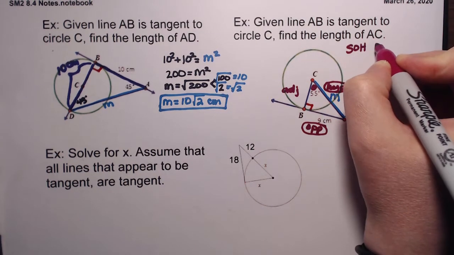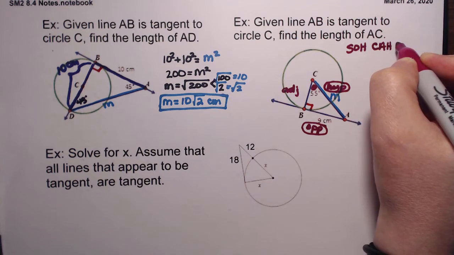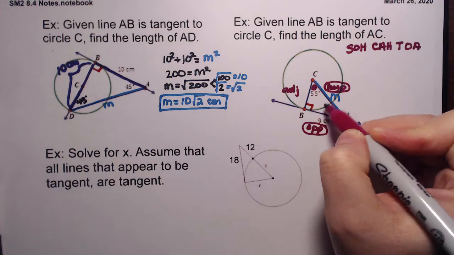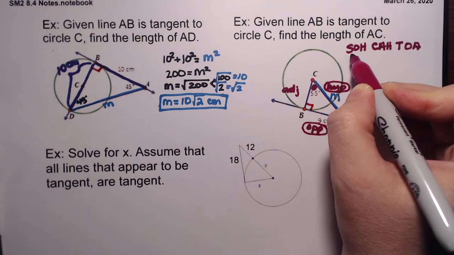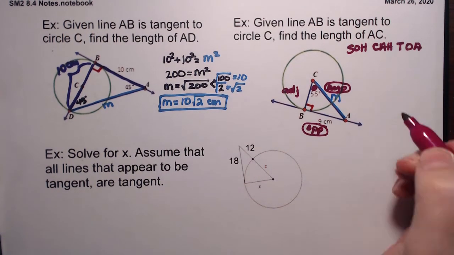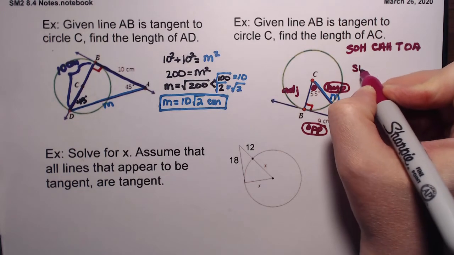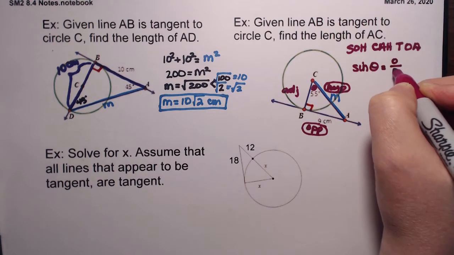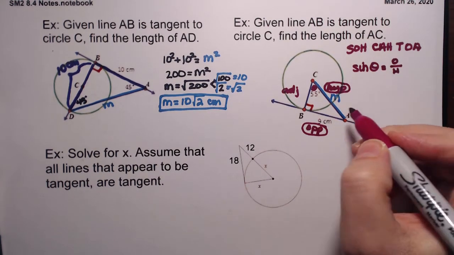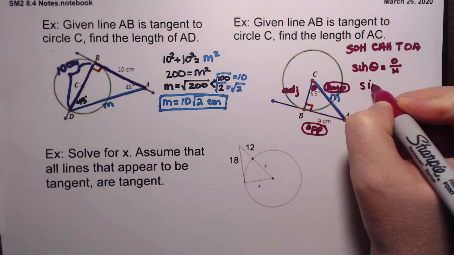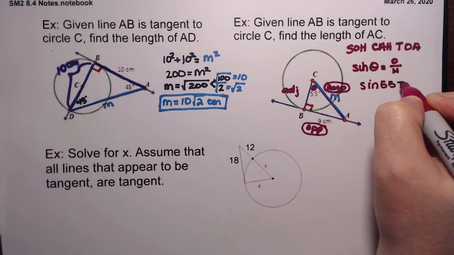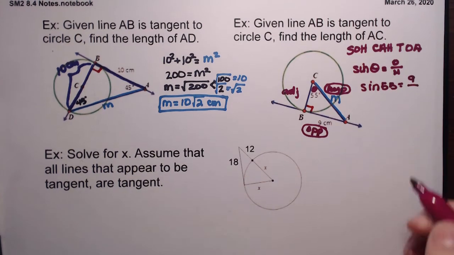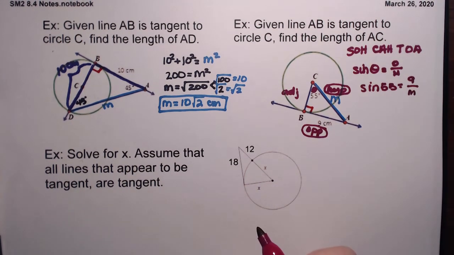So, SOH CAH TOA. Opposite and hypotenuse, that's your SO. So what I'm going to do is say sine of an angle is opposite over hypotenuse. Well, I know my angle is 55. I have the opposite side is 9. The hypotenuse is my missing side.